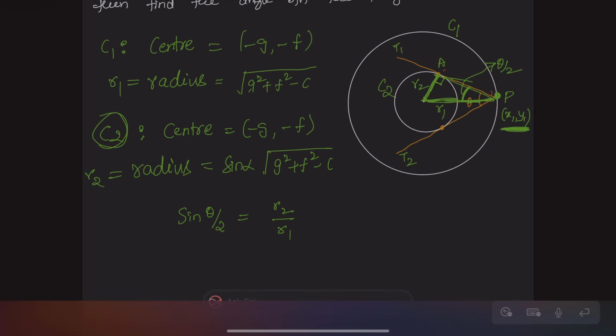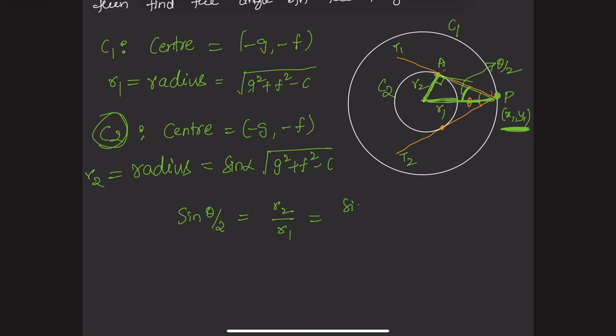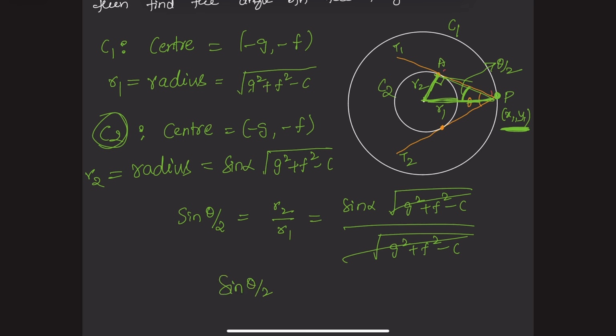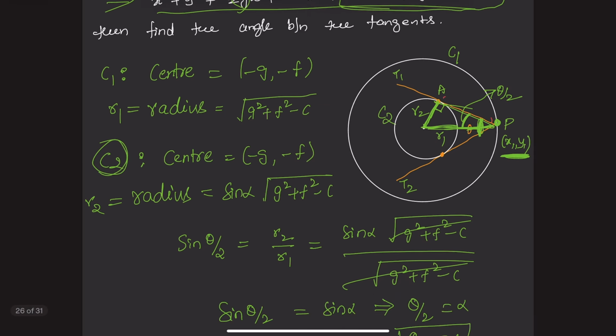So that is simply sine alpha square root of g square plus f square minus c divided by square root of g square plus f square minus c. This and this will get cancelled. So sine theta by 2 is equal to sine alpha. This implies theta by 2 is equal to alpha. But we have to find out the angle between tangents. So that is theta. Theta is 2 alpha. Alright, I hope you have understood this.